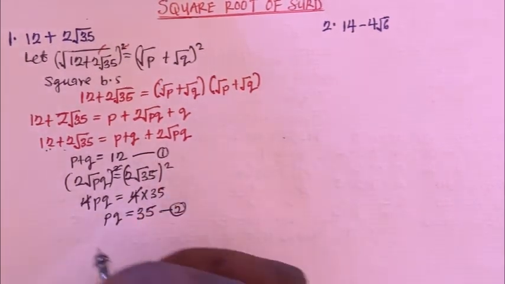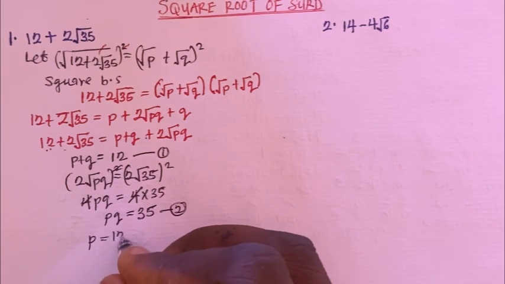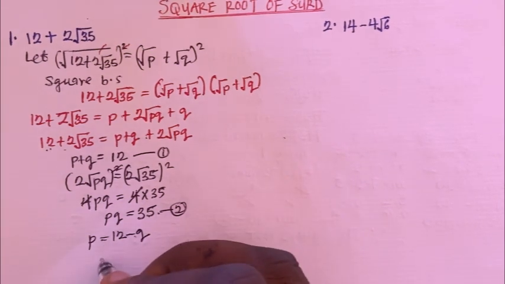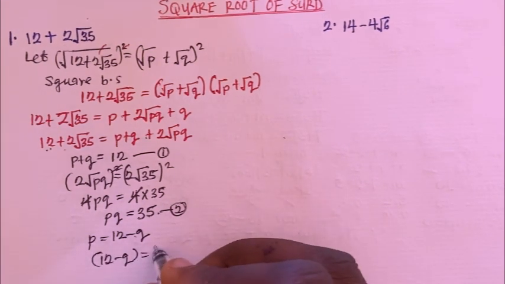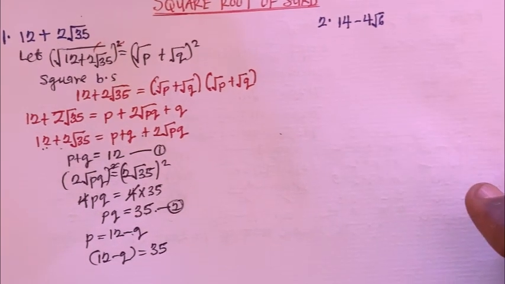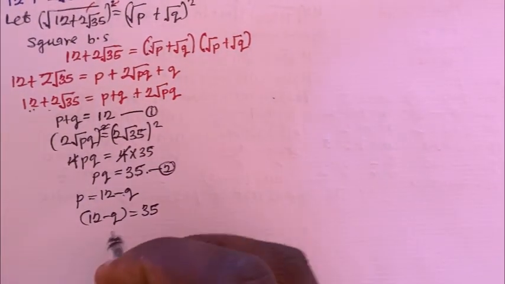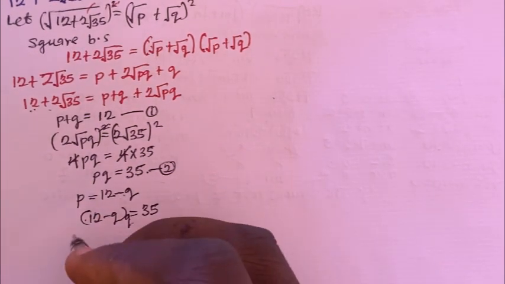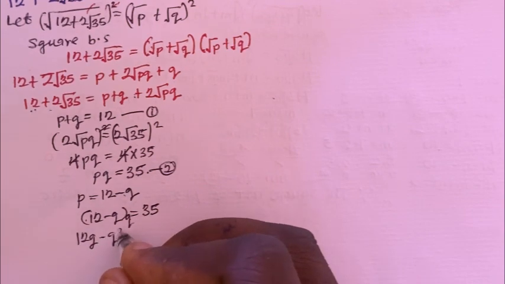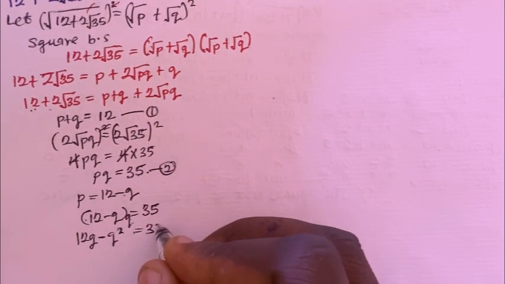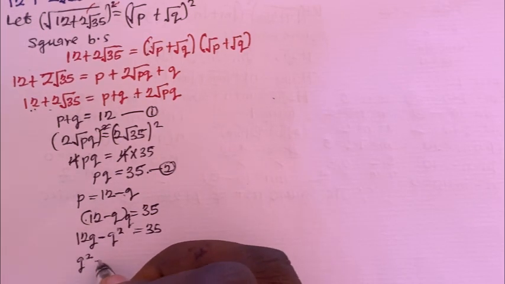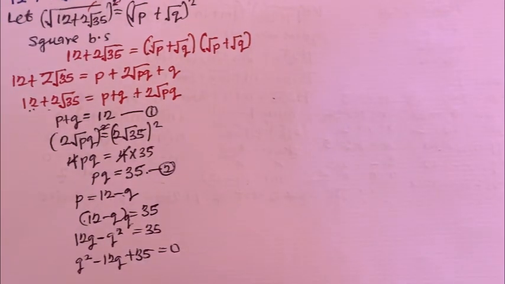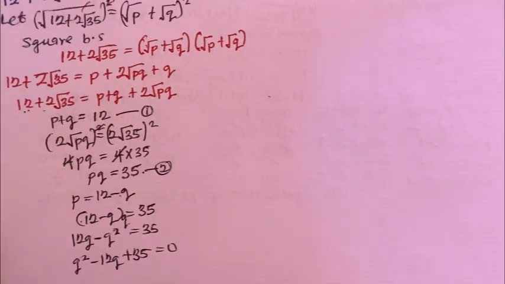Now from equation 1, you can say p equals 12 minus q. Then put this expression inside equation 2. You are going to have 12 minus q, with q outside the bracket, equals 35. So this is going to be 12q minus q squared equals 35. Then you have q squared minus 12q plus 35 equals 0.